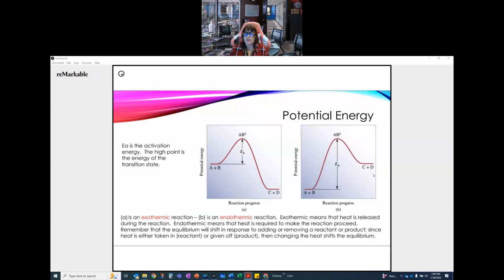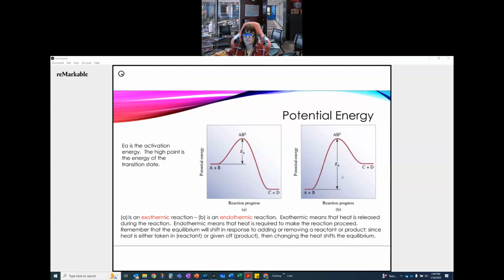Now, an exothermic reaction means that heat is released during the reaction. So the reason that the energy is so low is because that heat came off. It's a product, okay? Endothermic means that heat is required to make that reaction proceed, okay? So the fact that we're talking about going up in energy means that I have to take that energy in. And of course, I need that activation energy to be enough to make this happen. But I'm not going to give any off at the end, okay? So I'm going to have to take it all in to make this work.